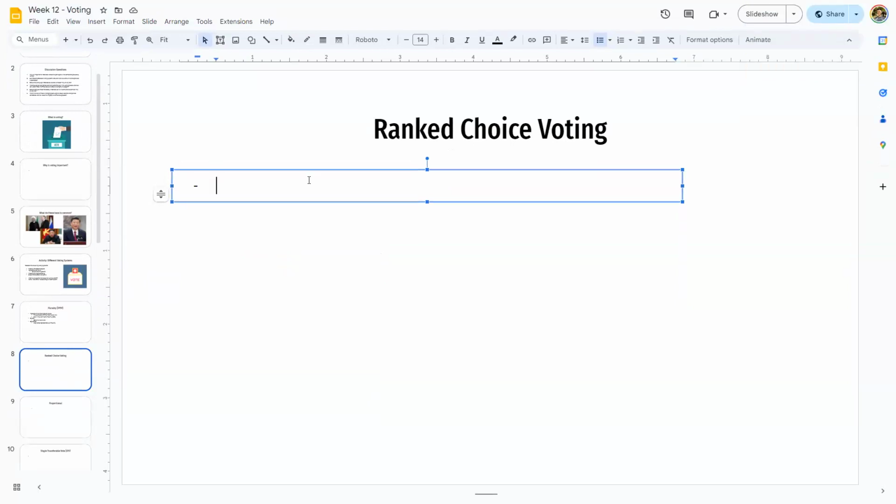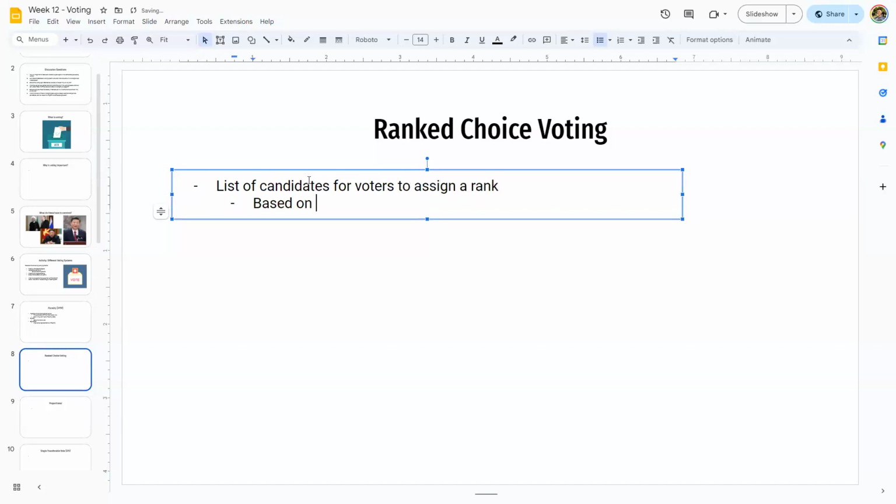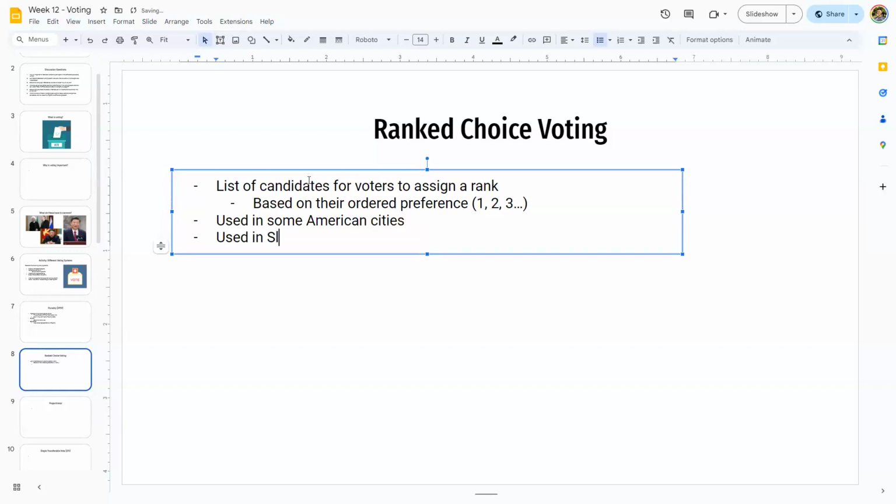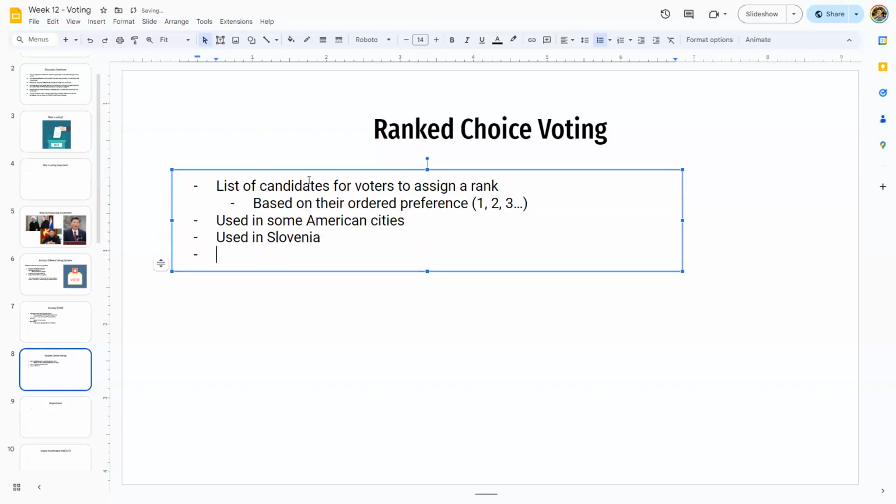It's when there's a list of candidates and voters get to assign a rank to each of them based on how much they want them to be in office. Like 1, 2, 3, and then they would circle or write down their top 3 options. It's not used very often. It's only used in some cities, some counties in America. It was used in Slovenia once. It's generally not very widespread.